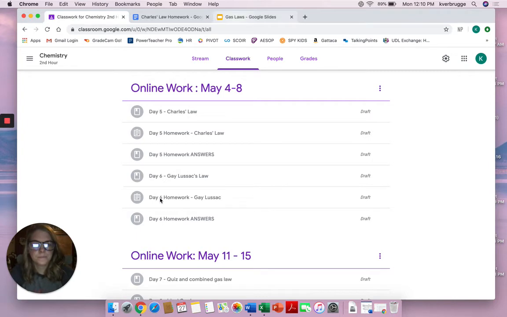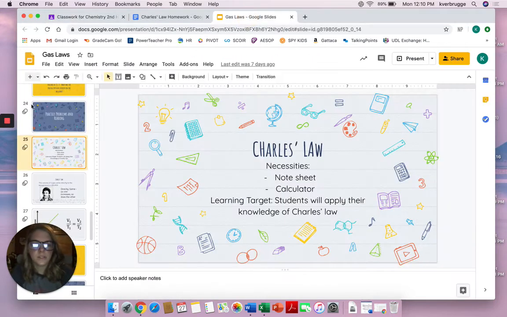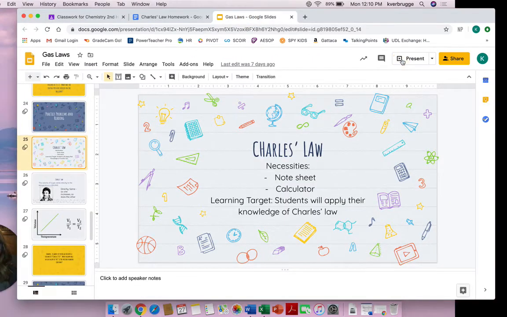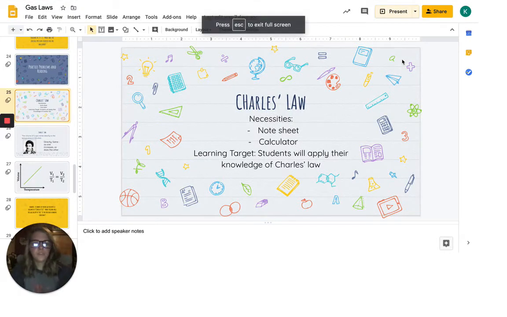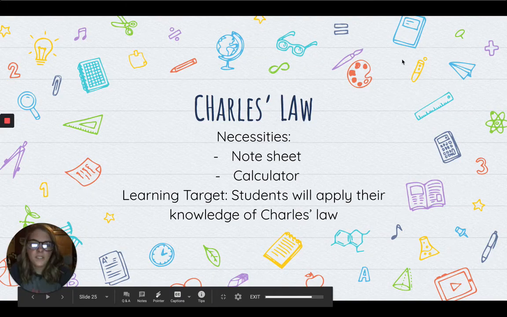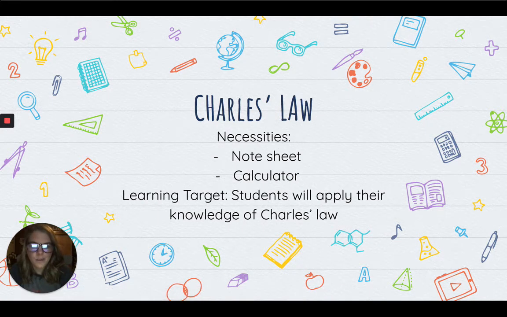Let me switch pages here and start this presentation. So, like I said, we're going to be talking about Charles's Law today. All you will need today is that same note sheet that we've been working on that we started last week on temperature and Boyle's Law, and then you will also need a calculator again today. Your job is to apply your knowledge about Charles's Law just to some more practice problems, just like we did last week with Boyle's Law. It's going to be basically the same setup, but just with a different equation.